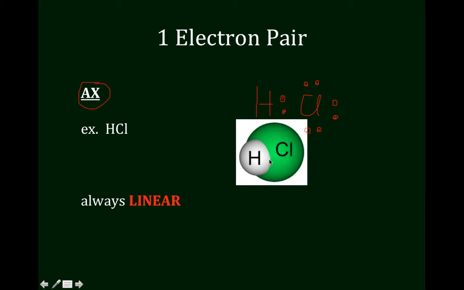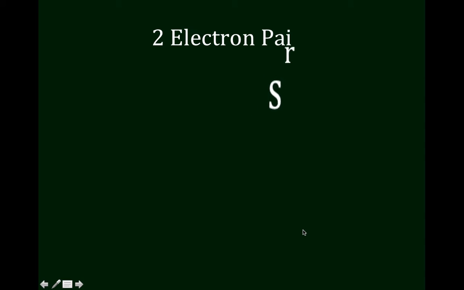This is what's called a space-filled molecule or representation. But typically for a structural diagram, I would go H, and then I put a line representing the bond, and then I put in Cl, and I'm done. That's a big C, little l. Hopefully that makes sense. Well, let's try 2 electron pairs and see what we get.